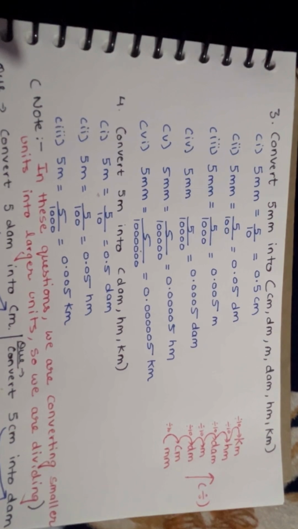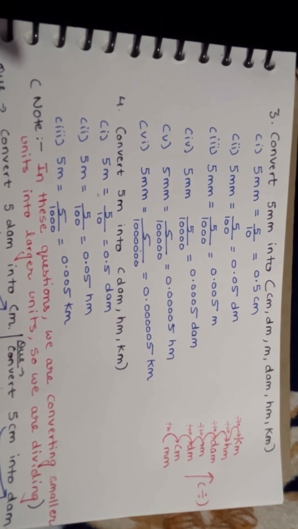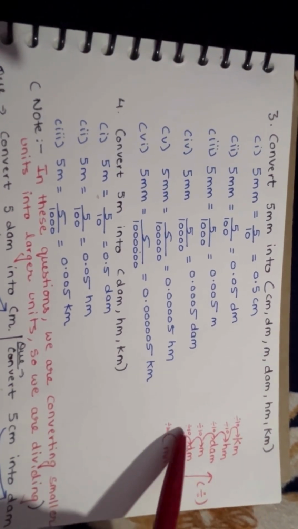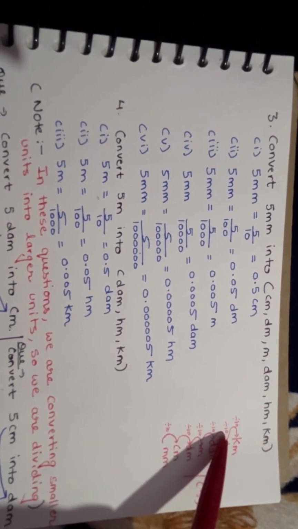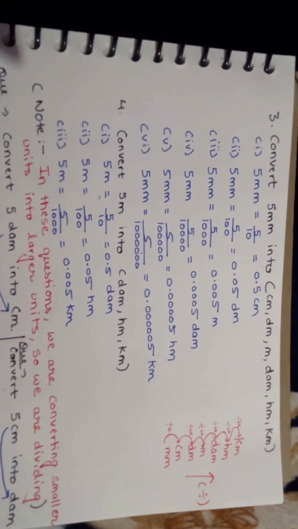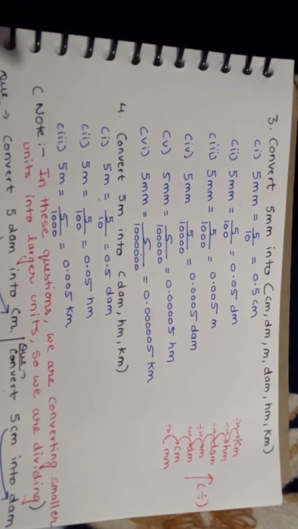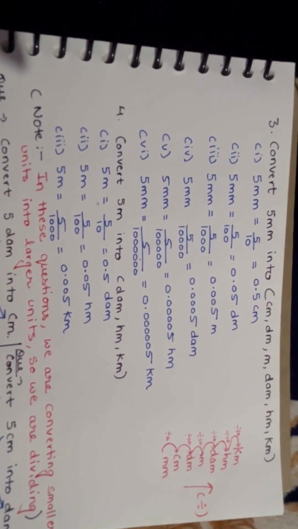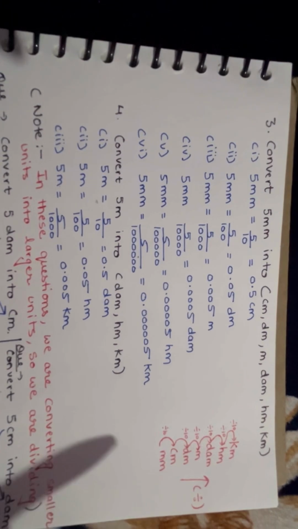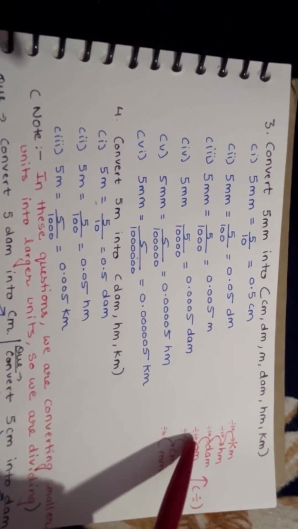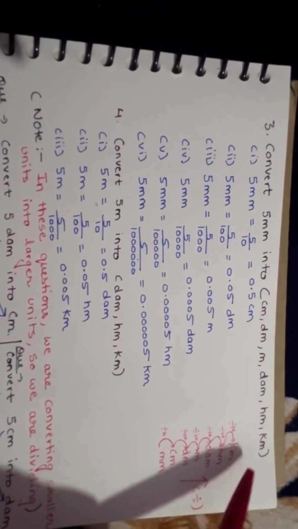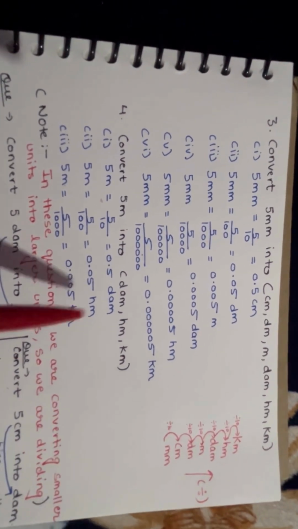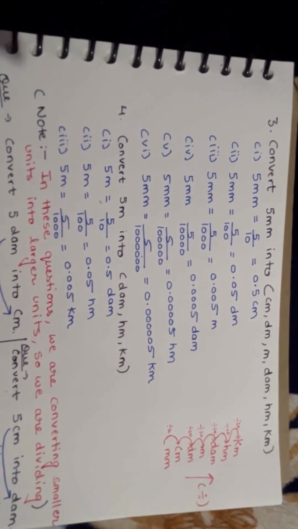Now in fifth part, we have to convert 5 millimeter into hectometer. And you can see it is 1, 2, 3, 4, 5 steps above than millimeter. So we will divide by 5 zeros, and that is 1 lakh. In sixth part, we are converting 5 millimeter into kilometers, and you can see that 1, 2, 3, 4, 5, 6, kilometer is 6 steps above than millimeters, so we will divide by 6 zeros. 6 zeros means 10 lakh.